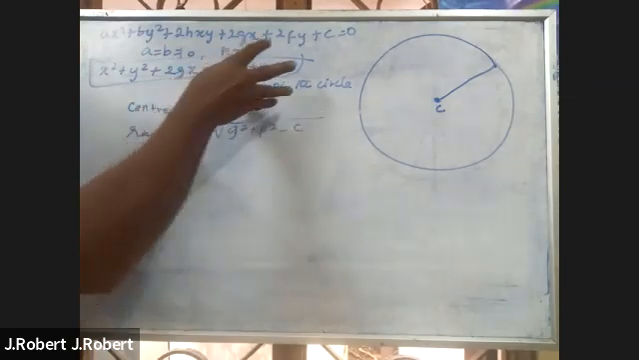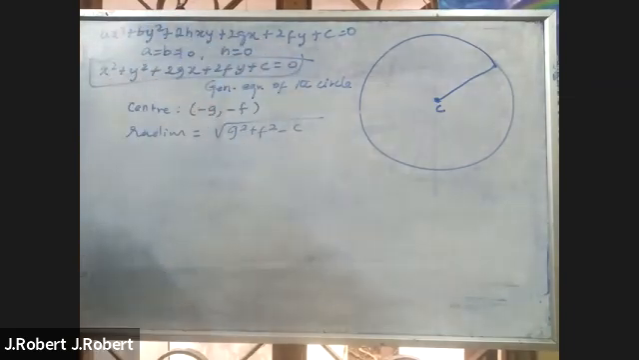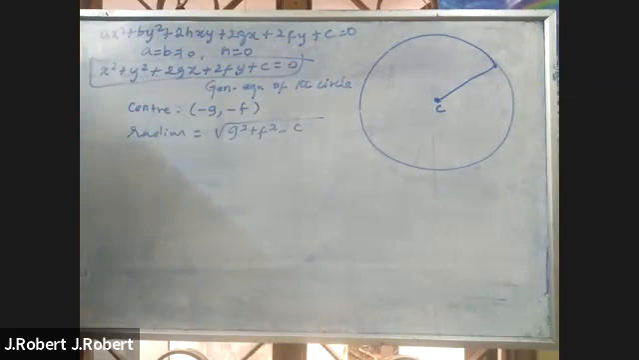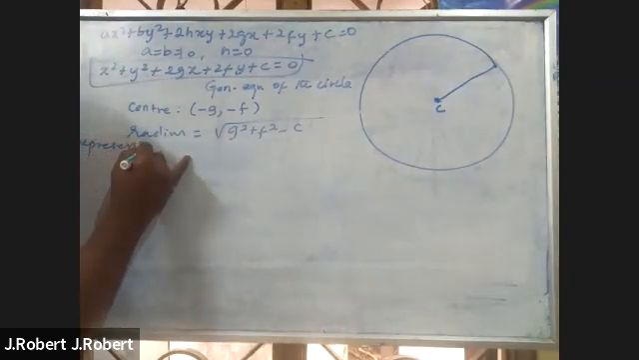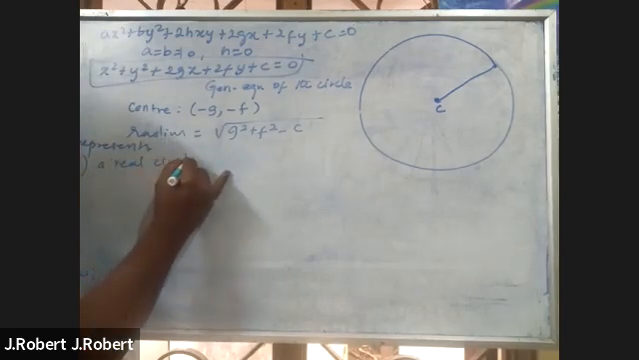அதனால பாருங்க, if general equation is like this, then the center is this one and radius is this one. Okay, now இப்போ இந்த சர்க்கிள்லயே நிறைய வெரைட்டி இருக்கு. இப்போ இந்த x square plus y square plus 2gx plus 2fy plus c equal to 0 represents first a real circle. A real circle.